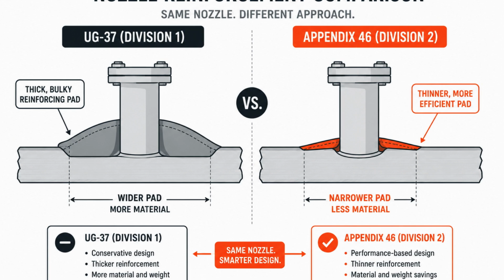Quick recap: Mandatory Appendix 46 lets you design individual components, not whole vessels, using Division 2's design by rule or design by analysis methods. Joint efficiency and impact testing still follow Division 1's rules from Episodes 3, 4, and 5, with one thickness twist for impact testing. Everything else about the vessel stays Division 1, start to finish.